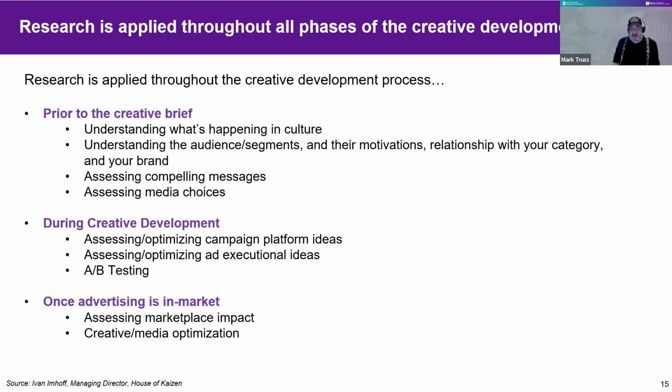During creative development, we're going to be assessing and optimizing campaign ideas. Even before we develop an ad, we're developing an idea of what an ad might look like. And we test those and we optimize those. Once we develop ads, otherwise known as executions, we're assessing and optimizing ads and executions. We're doing perhaps A/B testing to test which of two ideas or which of two designs or which of two layouts appeal most to people.